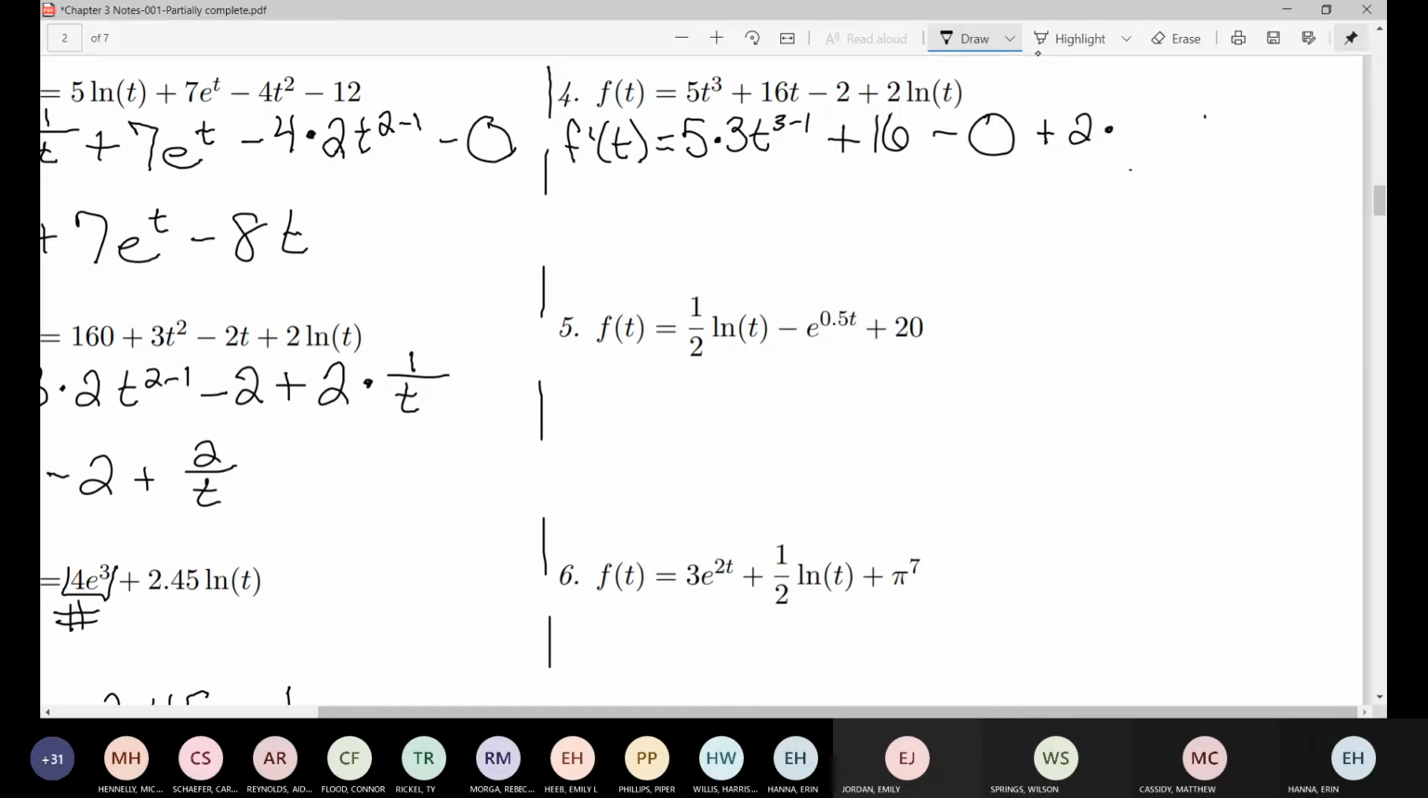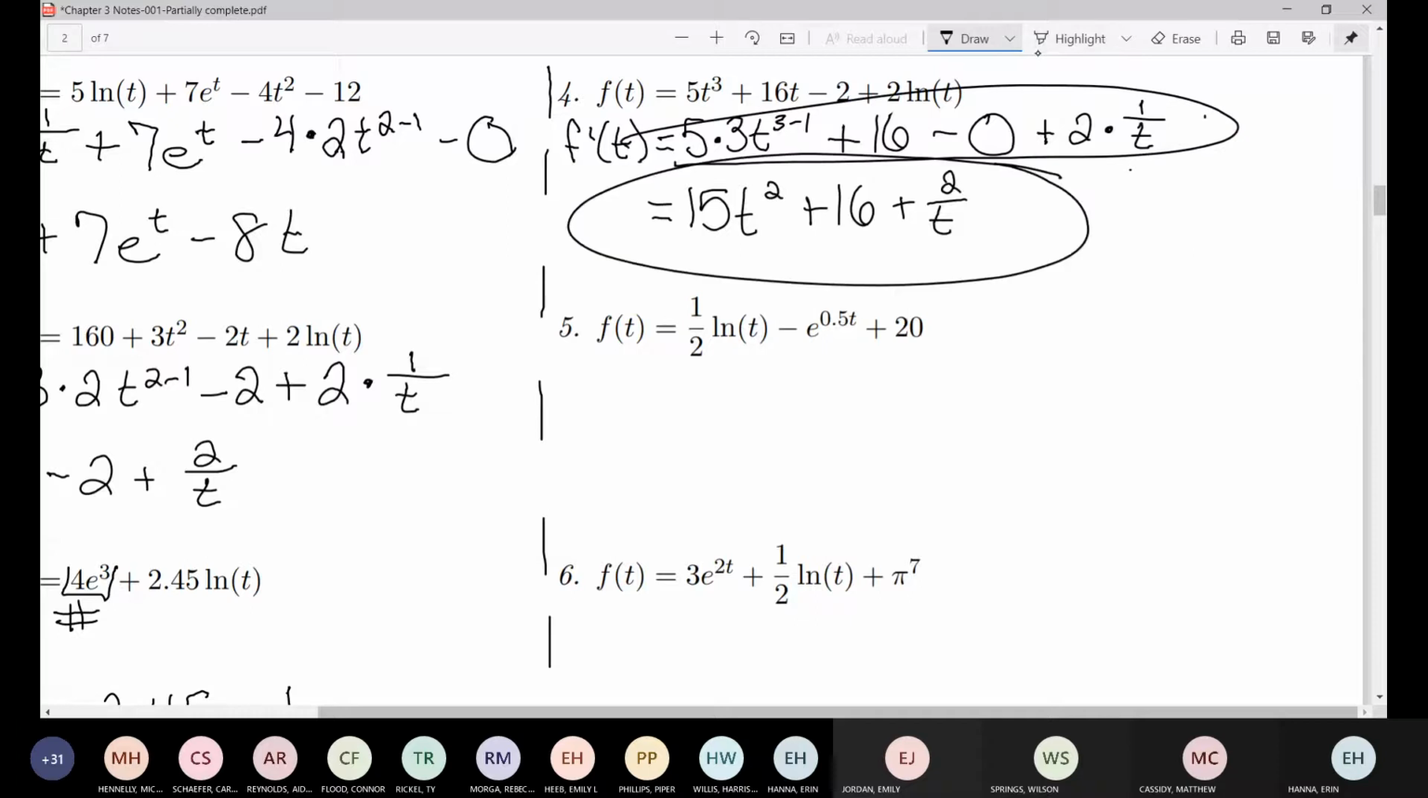2 comes along for the ride. Derivative of natural log of t is 1 over t. So if you wanted to clean this up a little, it's not really reducing, but whatever floats your boat: 15t squared plus 16 plus 2 over t. Either of these are perfectly fine.